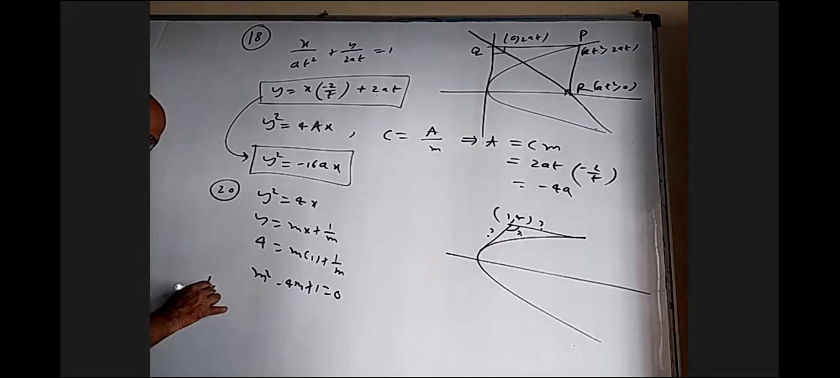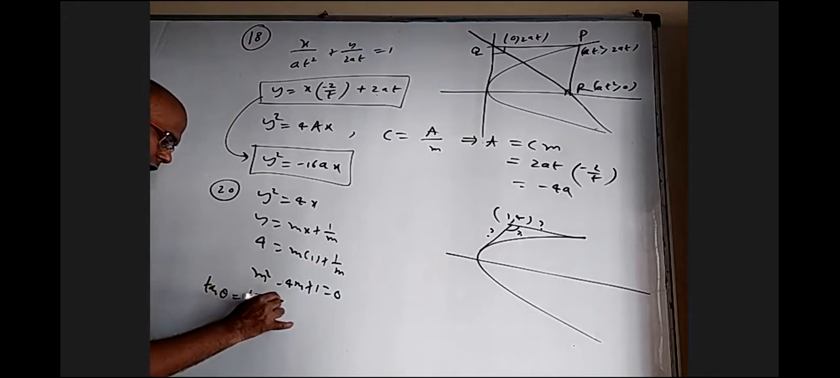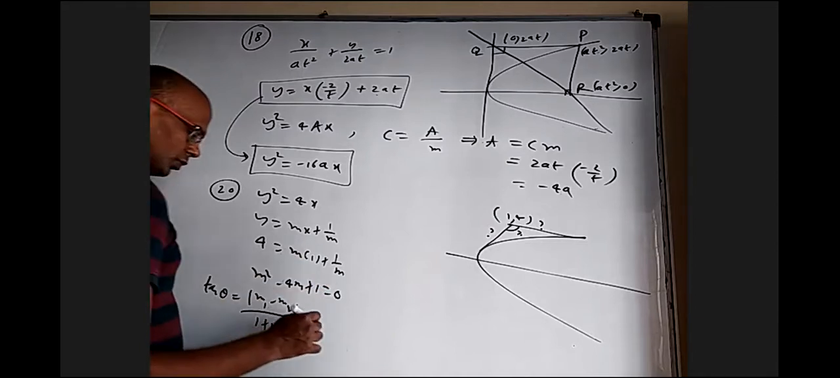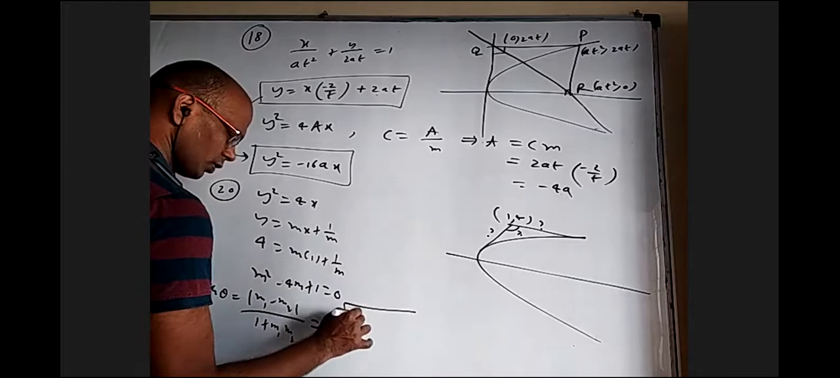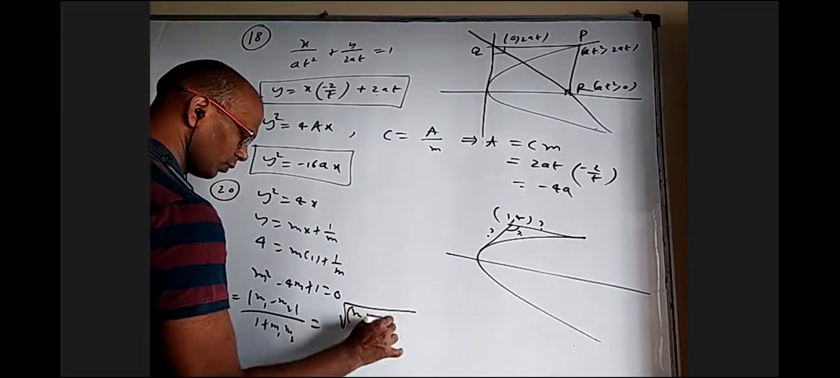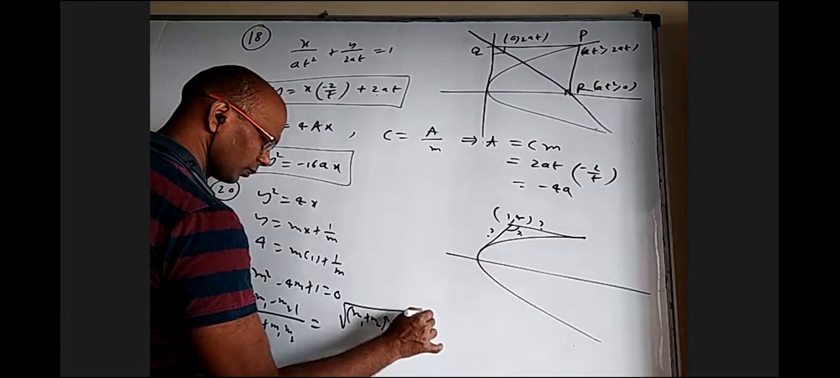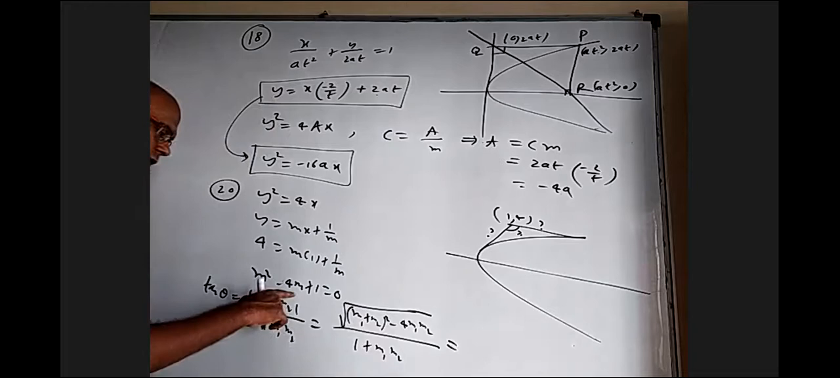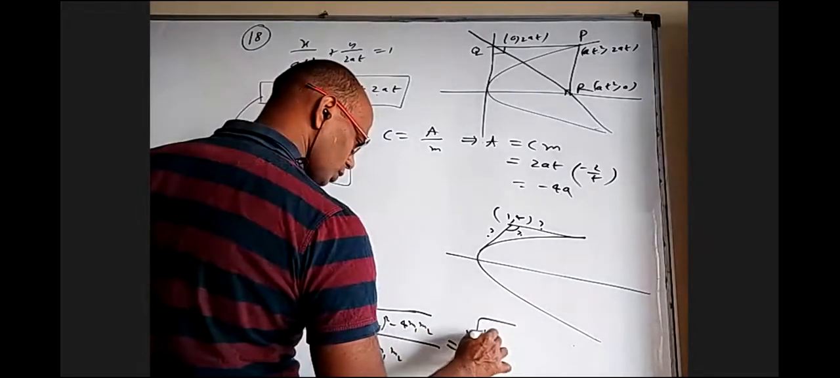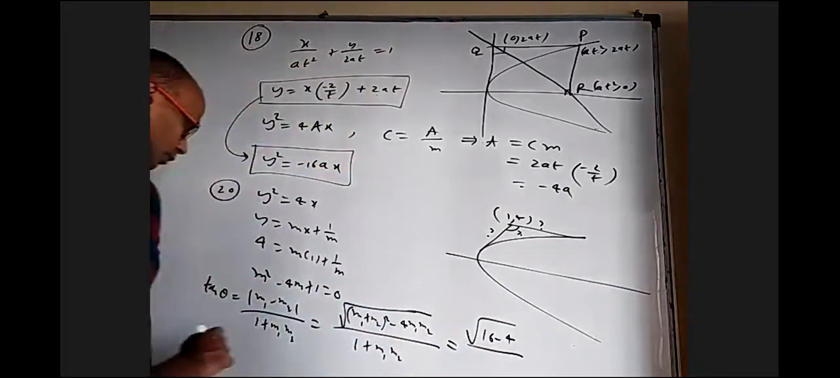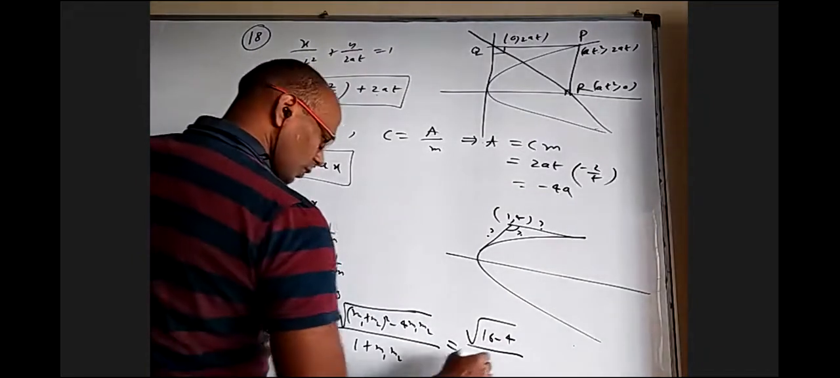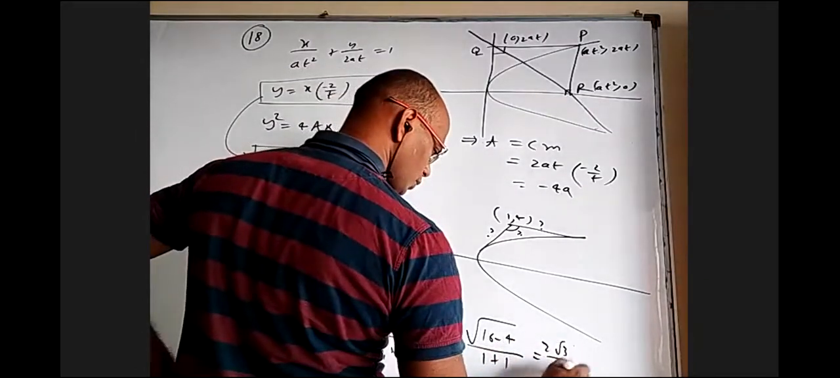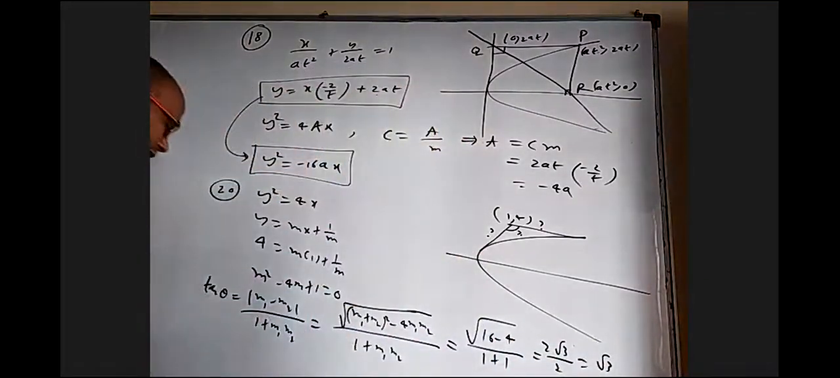So I can use tan theta equal to mod of m1 minus m2 by 1 plus m1 m2. Mod of m1 minus m2 is root over m1 plus m2 whole square minus 4 m1 m2, by 1 plus m1 m2. So the sum of the roots is 4, root over 16 minus 4, and 1 plus the product of the roots, which is 1. This is 2 root 3 by 2, which is root 3. So it will be 60 degrees.